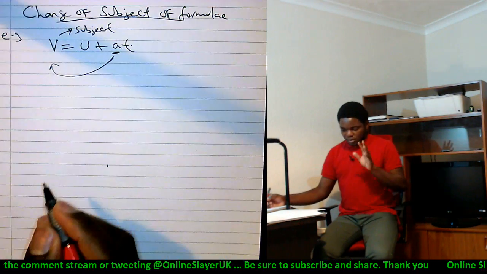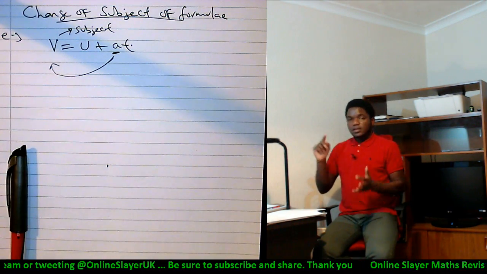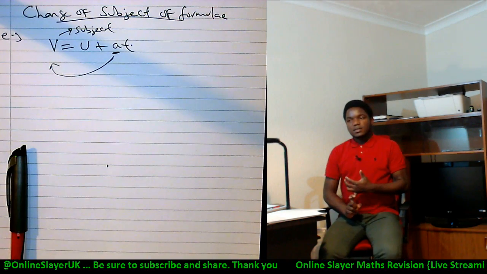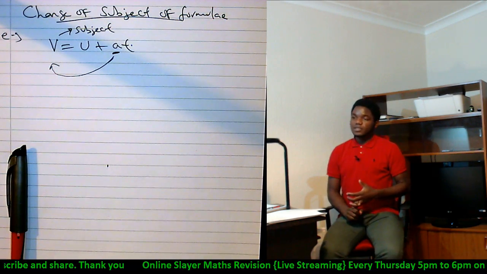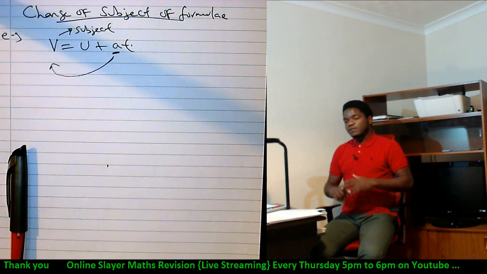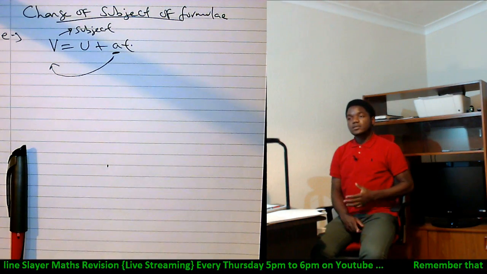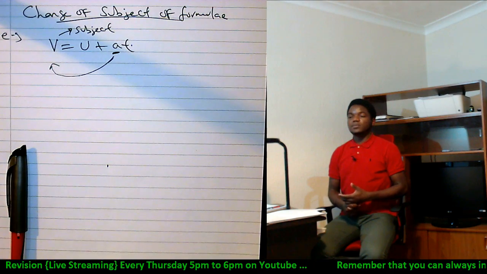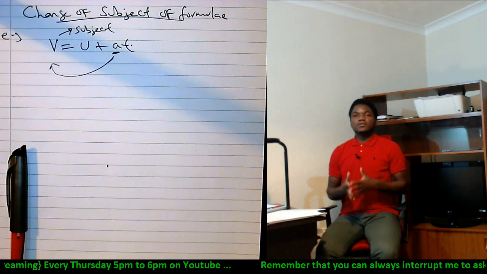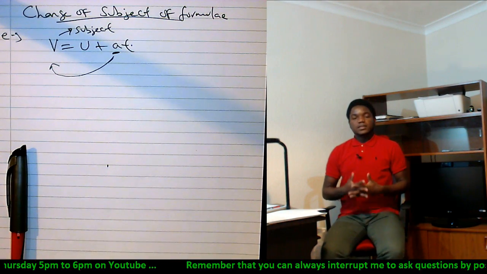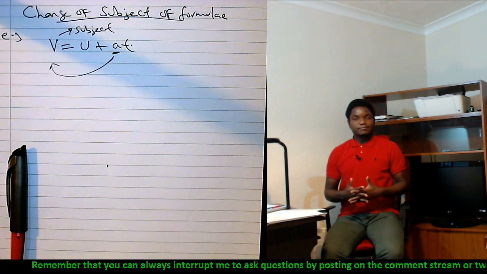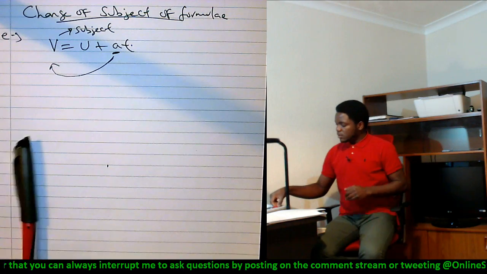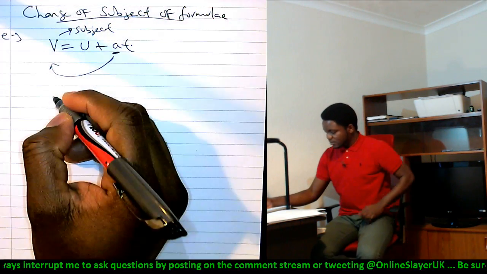Simple. You need to know the following. The opposite of a plus is a minus. The opposite of a multiplication is a division. The opposite of square is a square root, or just say the reciprocal of the power. So if something is raised to power 2, the reciprocal of that power will be raised to power 1 over 2.